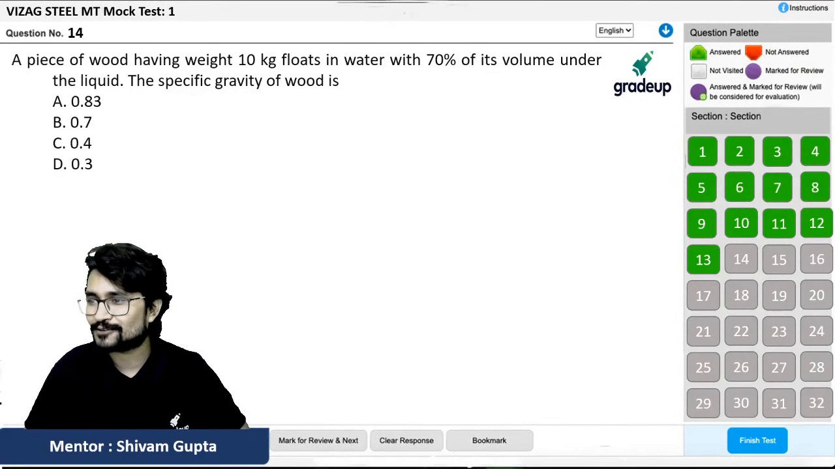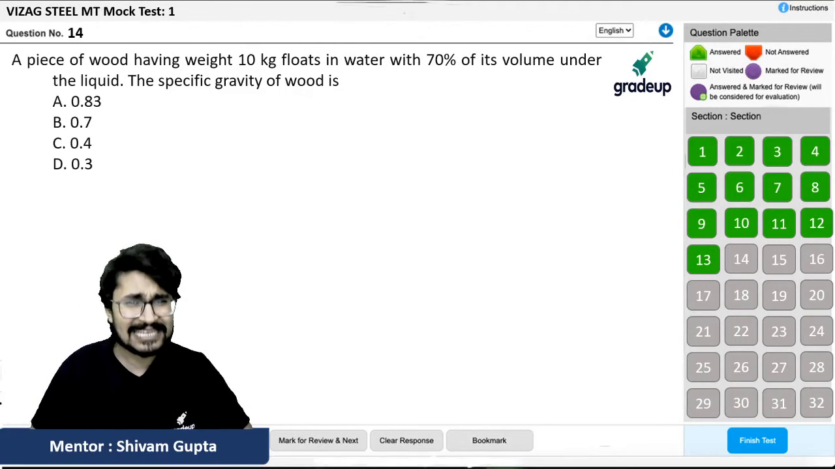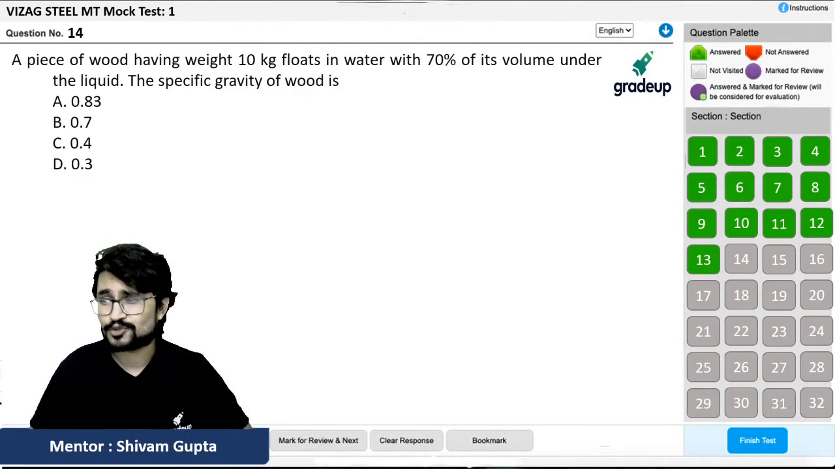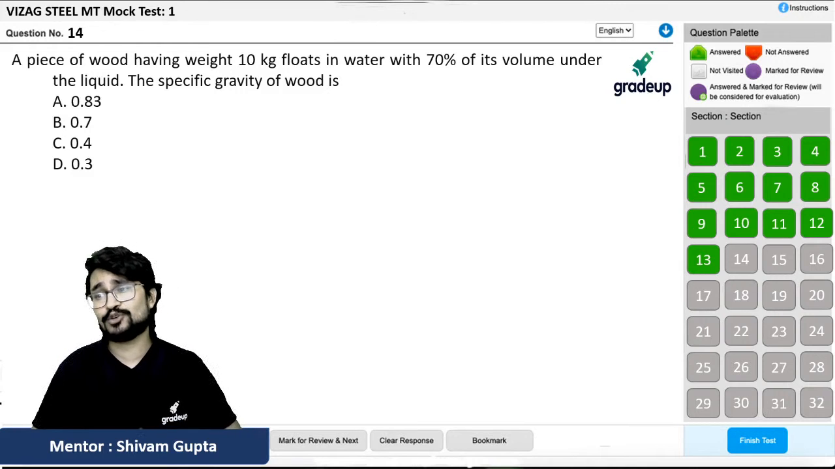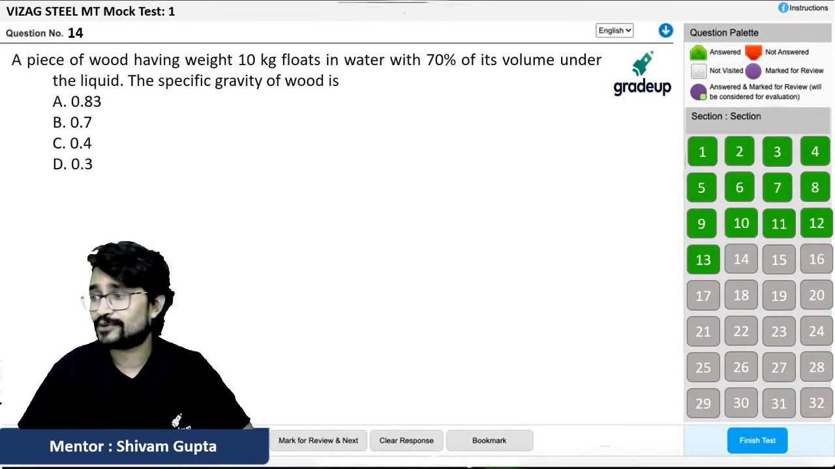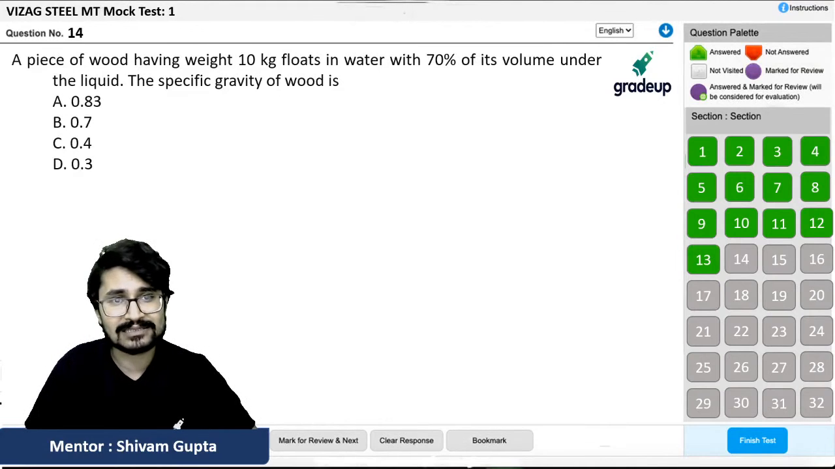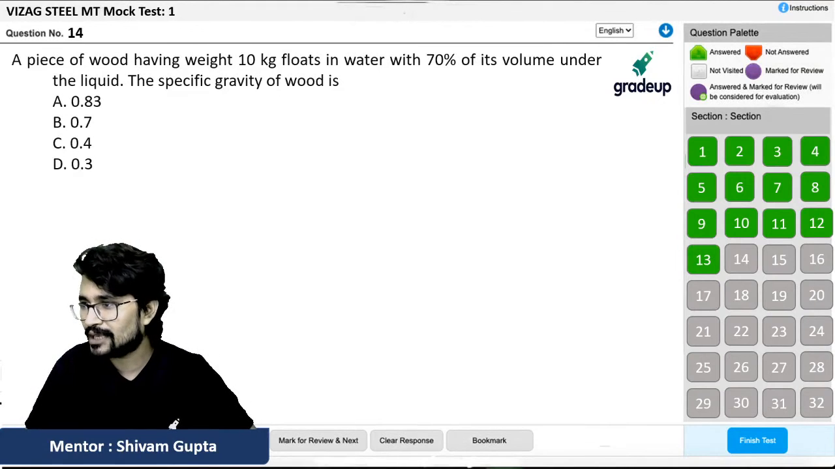So what will be the answer for this question? Actually, this is the easiest question, right? If you want the trick, then you have to show me the thumbs up. Just give me the answer for this question. The answer will be option number D. Okay, 0.7. Good, Rahul. Option number B. Great.